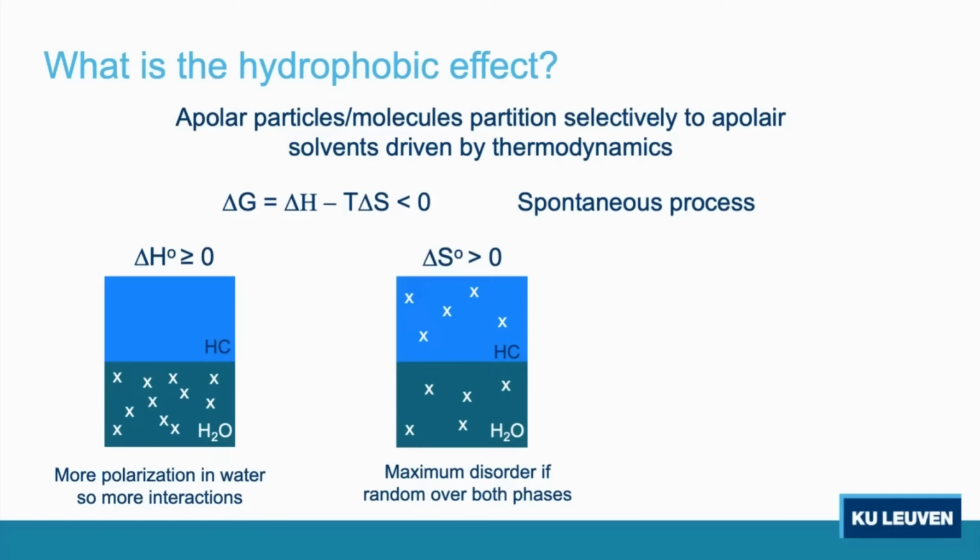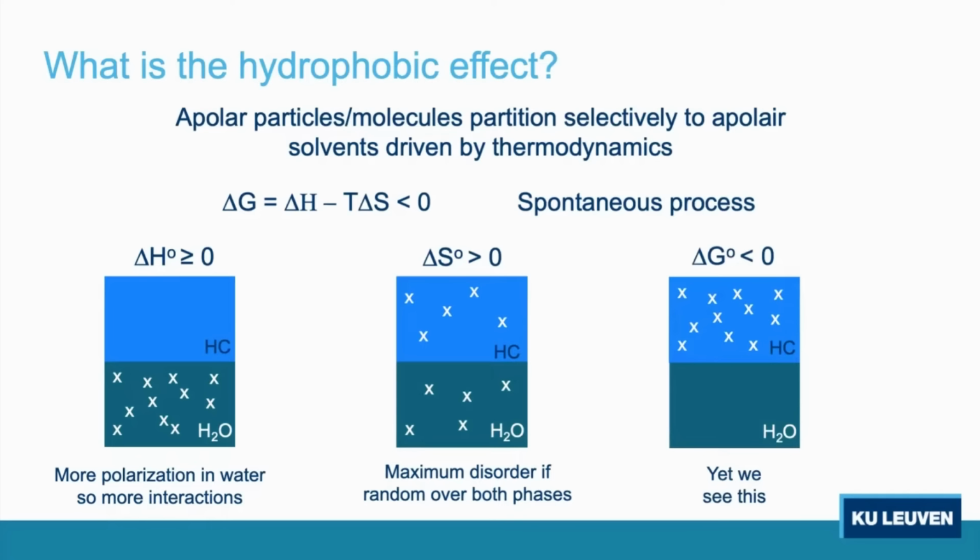If you look at pure entropy, we want maximum amount of chaos, maximum amount of distribution. We want as many particles in our hydrophobic solvent as we have in the water solvent. So we want maximum distribution. But actually what we see is that all the particles go in the hydrophobic species. So why do we actually get this?